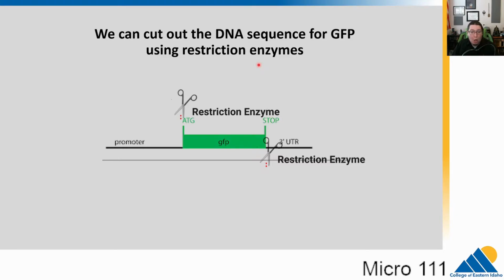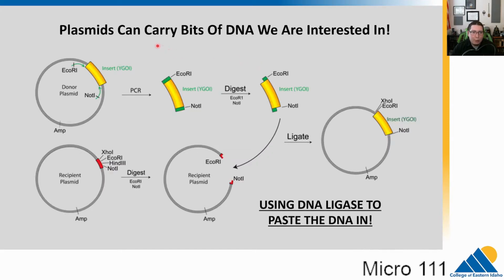Okay, where are you going to put this, right? How are you going to move this around? Well, one technique we can use is using bacterial plasmids. You can cut open the plasmid, paste in your little GFP gene, and use DNA ligase to paste it in. And now you have a bacteria that can carry around your green fluorescent protein.